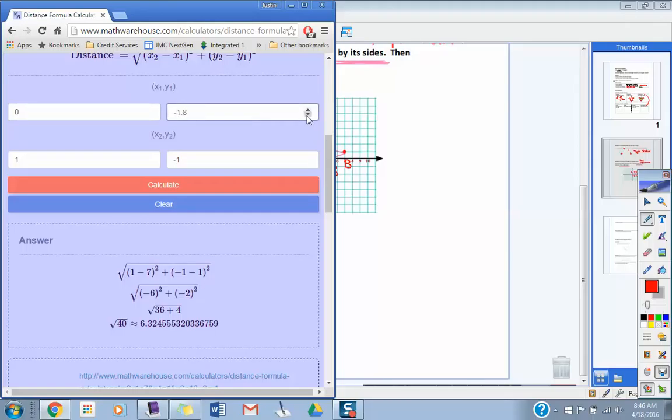I don't know why it goes by 2 tenths like that. I can't stand that. I don't know why it does that.